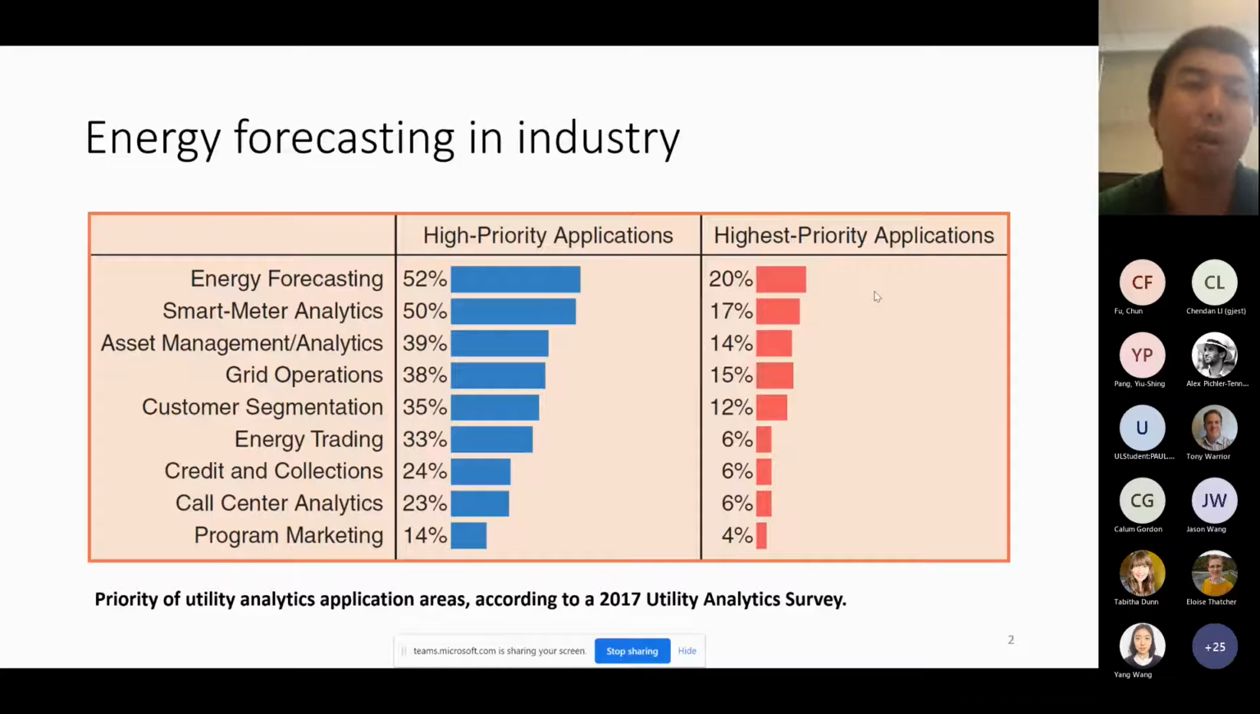The big takeaway from this survey is that people care about energy forecasting. Even though data analytics was kind of new to the utility industry, energy forecasting is a core application under that big data analytics umbrella.